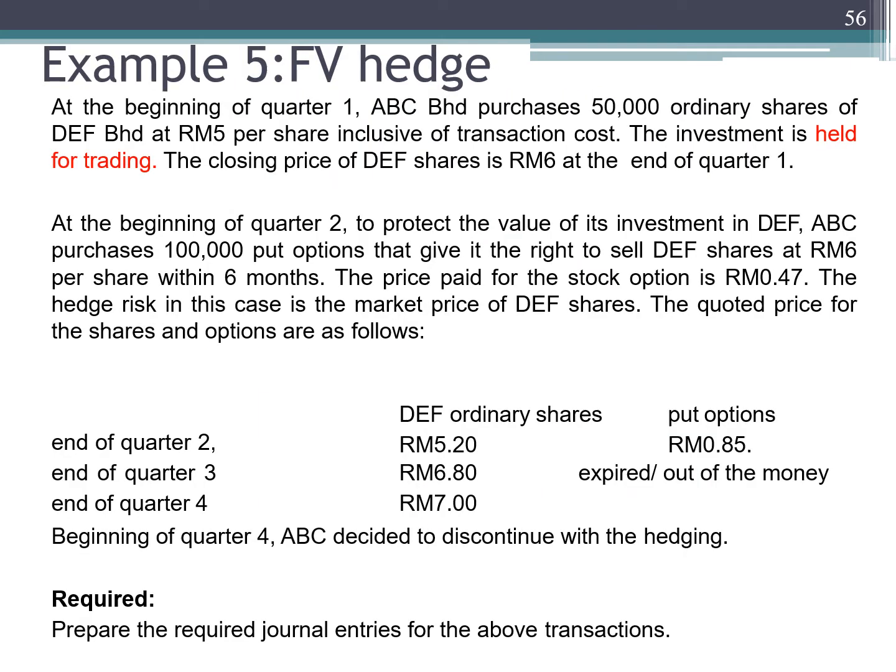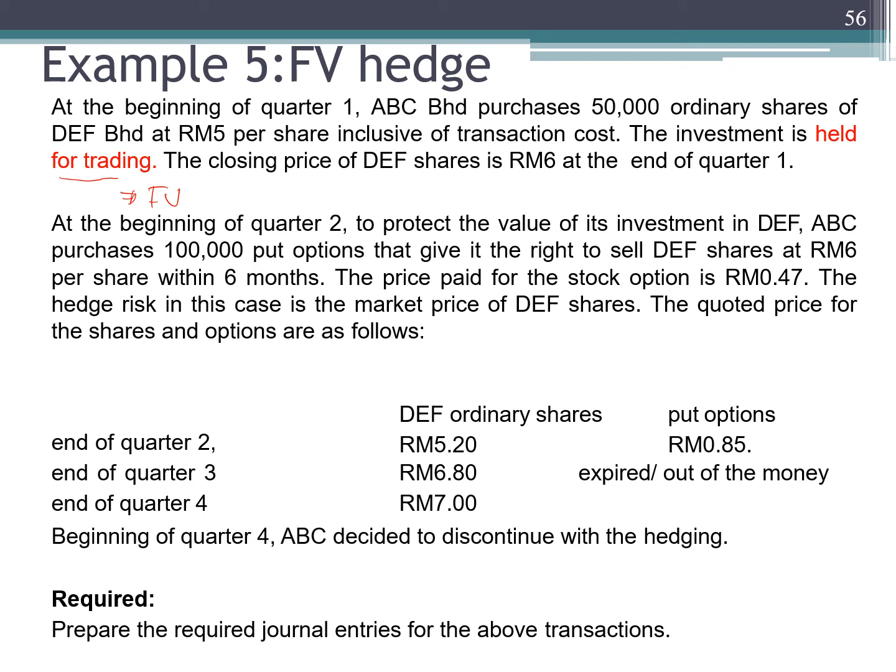Okay, so we're going to continue with example 5. Example 5 is an example of fair value hedging. At the beginning of quarter 1, ABC purchased 50,000 shares of DEF at a price of 5 ringgit per share, inclusive of transaction cost. The investment is held for trading. Held for trading here means that it is measured at fair value, for short-term investments. The closing price of DEF is 6 ringgit at the end of quarter 1.